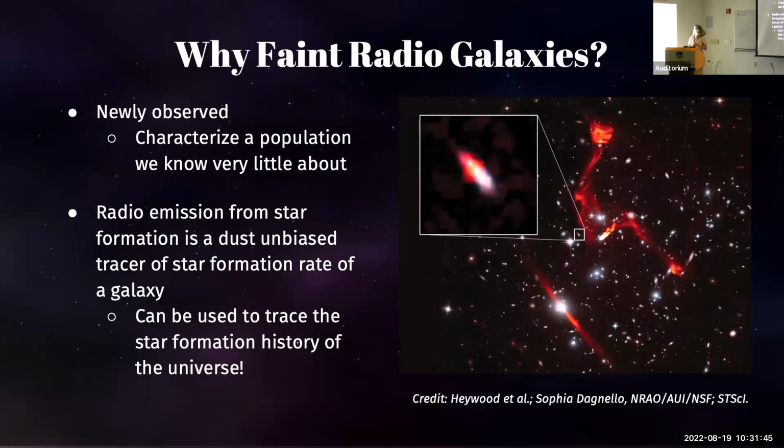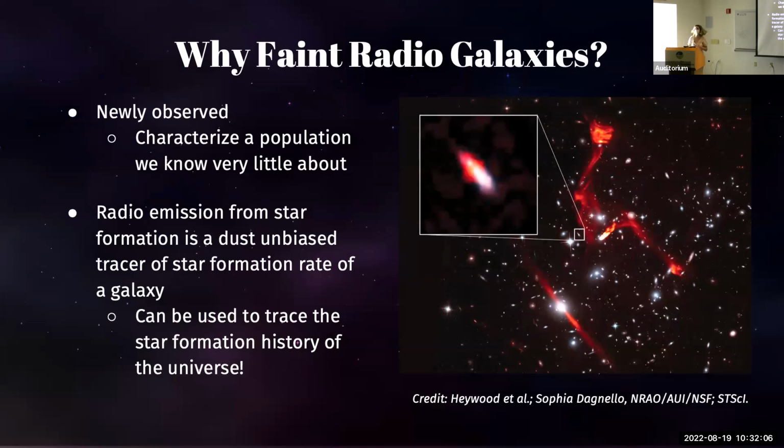First of all, what are faint radio galaxies, and why should you care about them at all? In essence, they're pretty much exactly what their name sounds like. They're just galaxies that are faint in radio wavelengths. And there's generally two main reasons that radio emission is produced in a galaxy, and those are from active galactic nuclei and star formation.